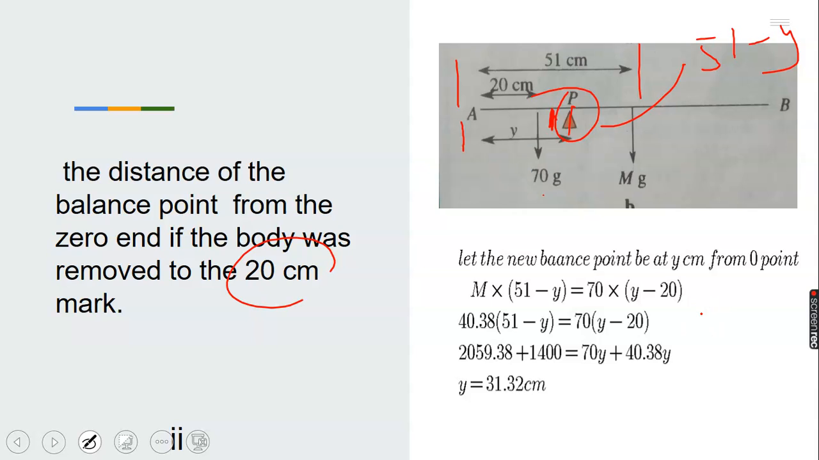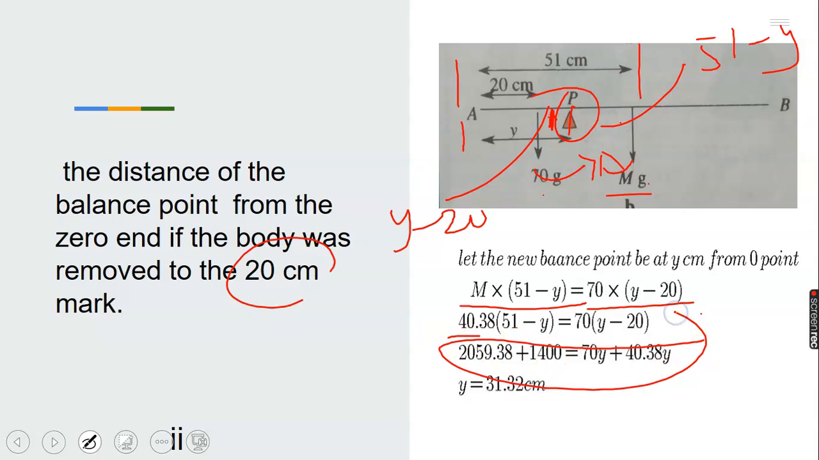Now, taking moment about this point, 70 times the distance here, which is Y minus 20. You can see it here. That is anti-clockwise moment. Then your clockwise moment, which is M times this distance, which is this. And don't forget our M was 40.38. Open the bracket. When you do the algebra, you have Y equals 31.32 centimeter. That is the new balance point when the body was moved to the 20 centimeter mark.